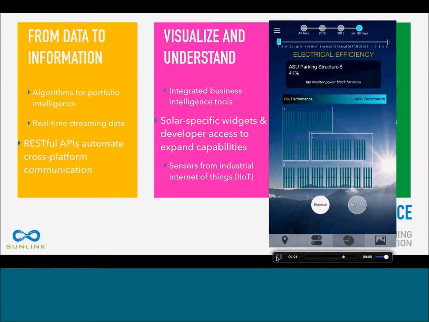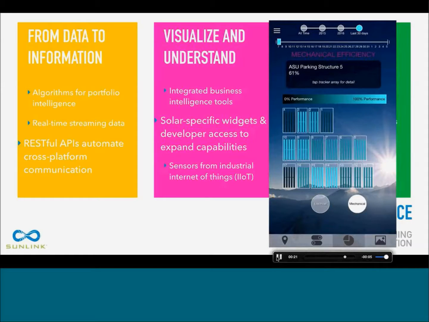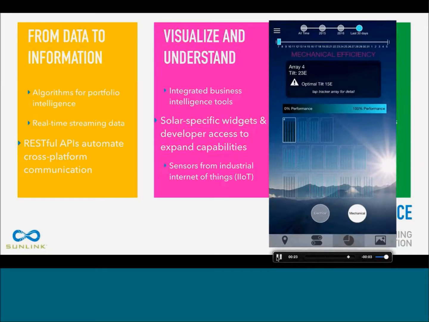When we look at electrical efficiency, this is the project layout and being able to separate out the different inverter blocks and see how each inverter block is performing at any one time, as well as the tracker arrays. If your particular site has tracker arrays, you can really go into the details of each of those and then directly understand trends, understand the data of how this system is performing.